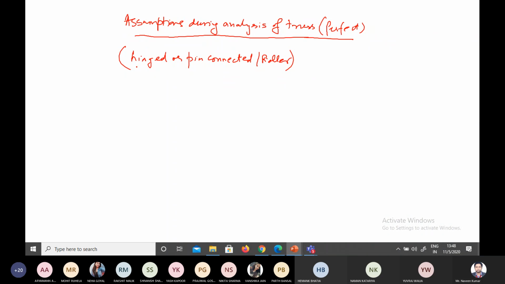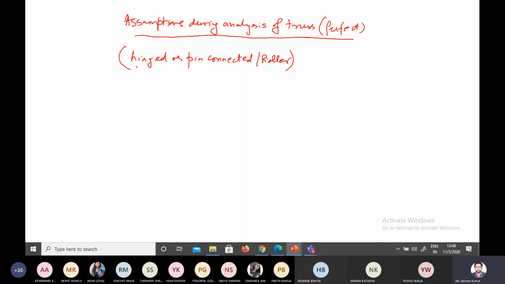Number three, self weight of the member is assumed to be negligible because it is very small as compared to the load which they carry. So we will assume that self weight is negligible for the members.